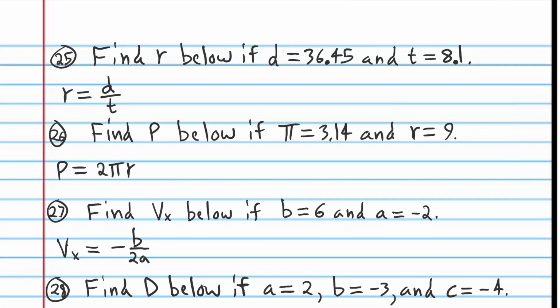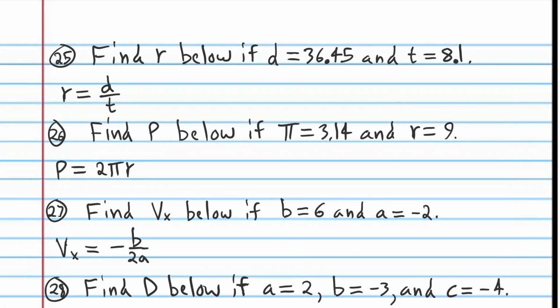So 25 is pretty easy. Why don't you try 25, and when you come back, we'll do it together. Now, you're going to have to use your calculator, though. So plug in those numbers, evaluate R, which is D over T, and when you come back, we'll do it together.